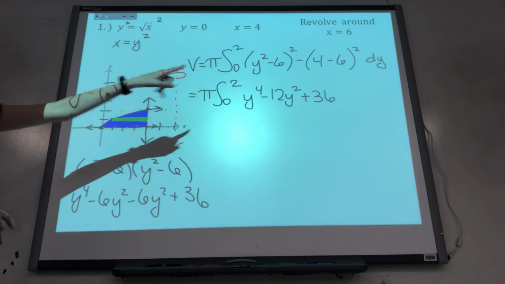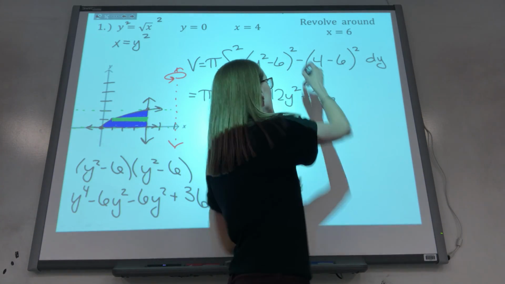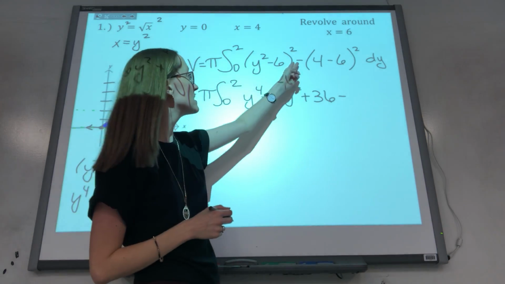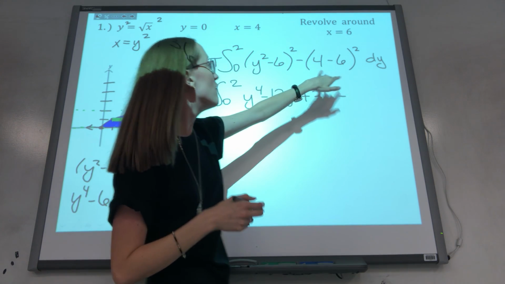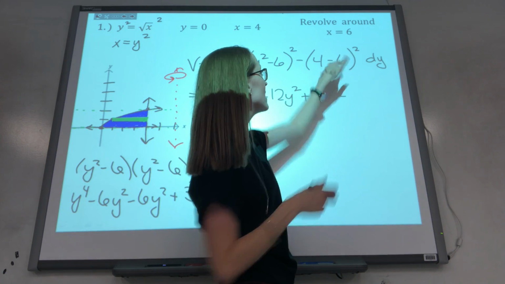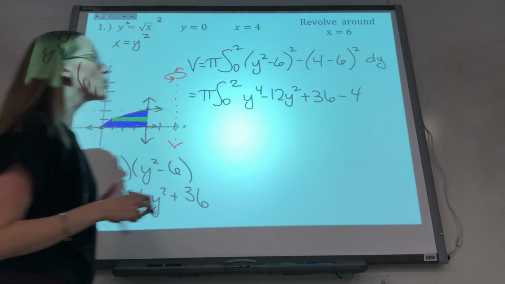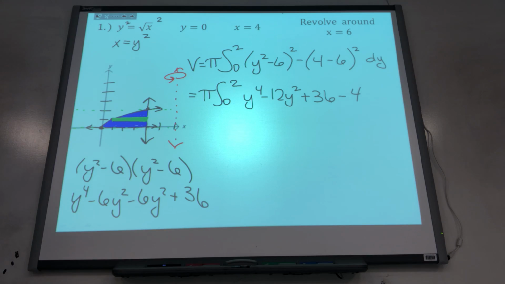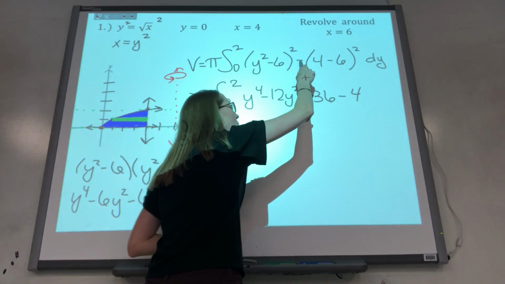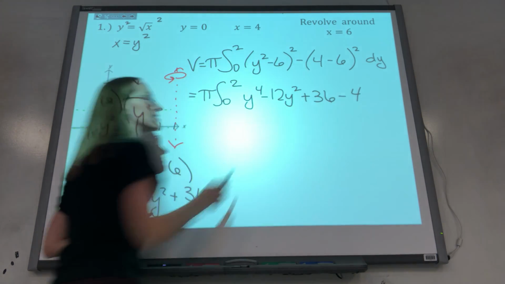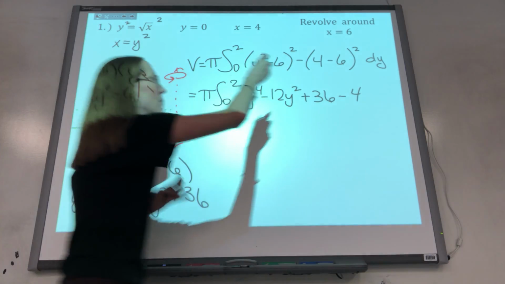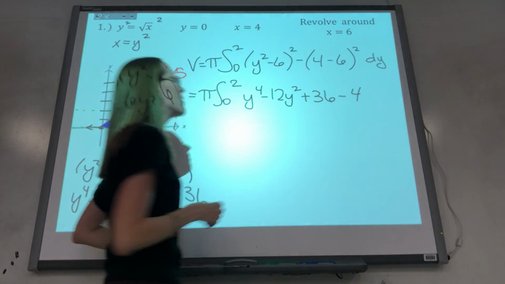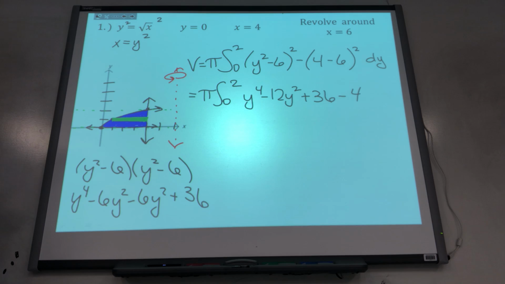Now, I'm not done yet because I still have to simplify this part. I'm still supposed to subtract 4 minus 6 squared. Now 4 minus 6 is negative 2, and if I square the negative 2, I get 4. However, that minus sign still needs to be in front. You don't want to take the 2 minuses and make a plus, because exponents have to come before subtraction.